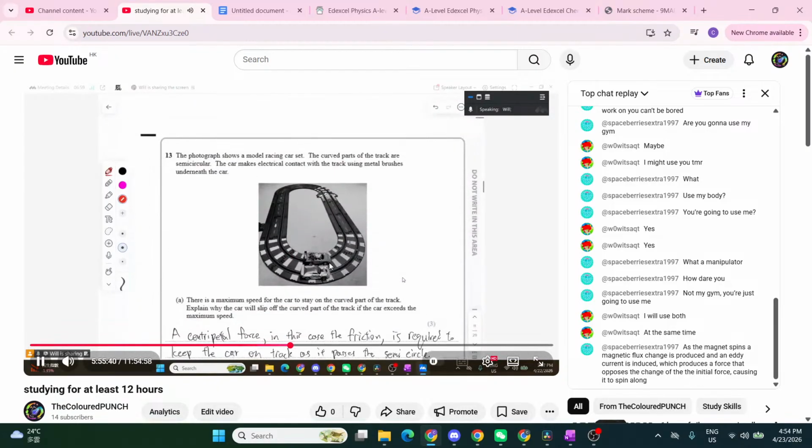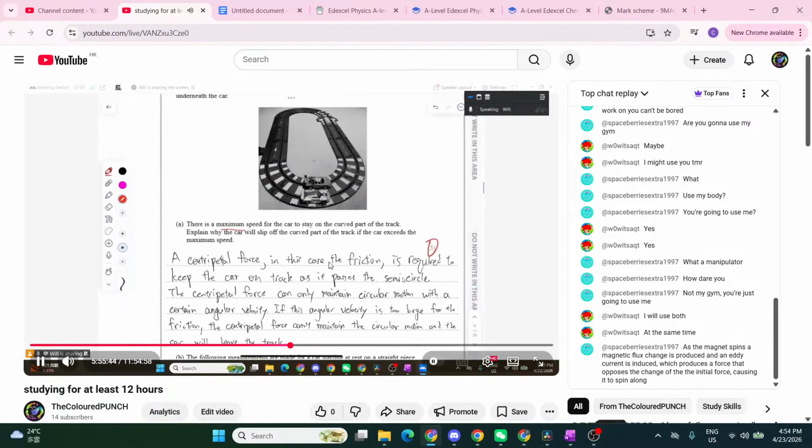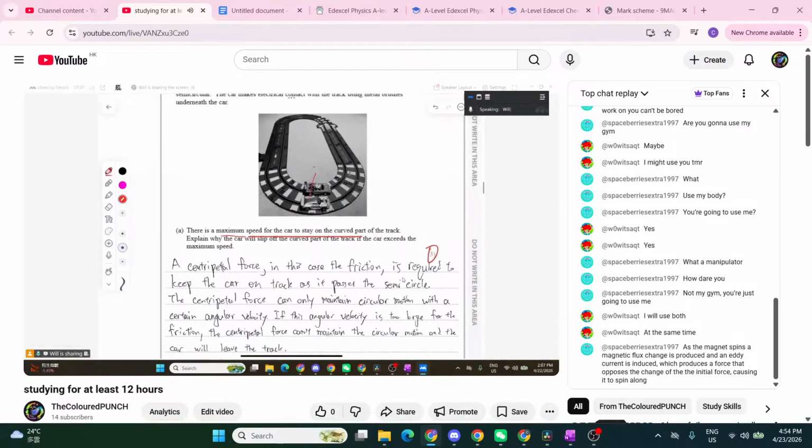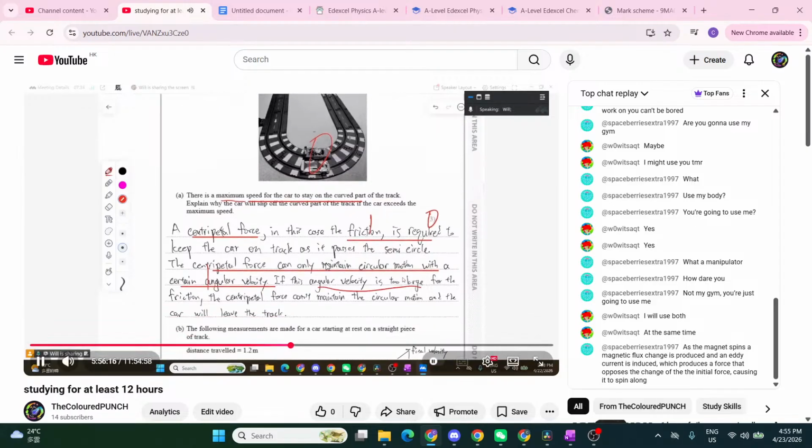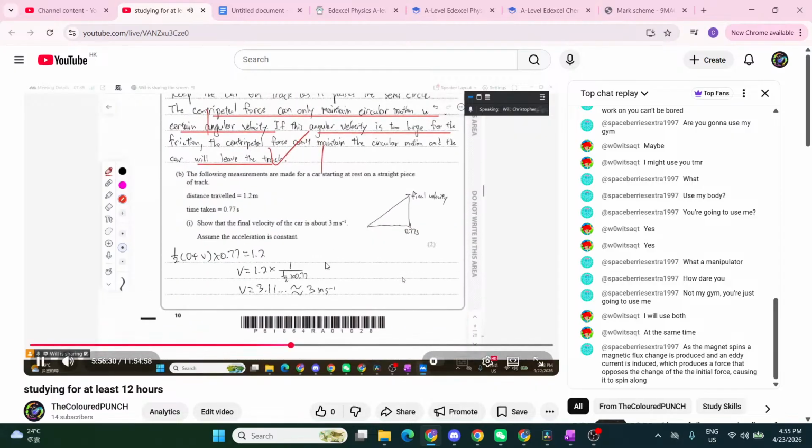And this one: the maximum speed for the car to stay on the curved part. So what motion are they doing? Circular motion. First you must refer to centripetal force. What force provides the centripetal force? Friction, for 1 mark. It can only maintain the circular motion with a certain angular velocity, for another mark. If this angular velocity is too large for the friction, the centripetal force cannot maintain the circular motion, and the car will leave.